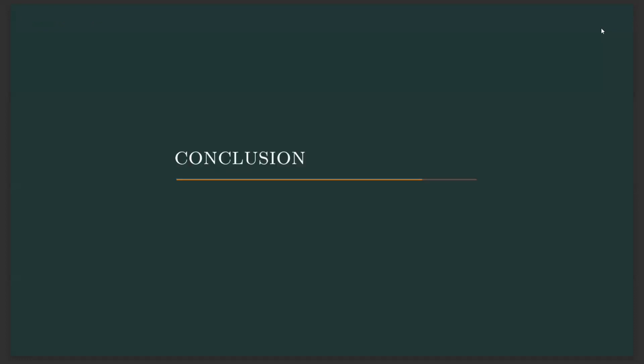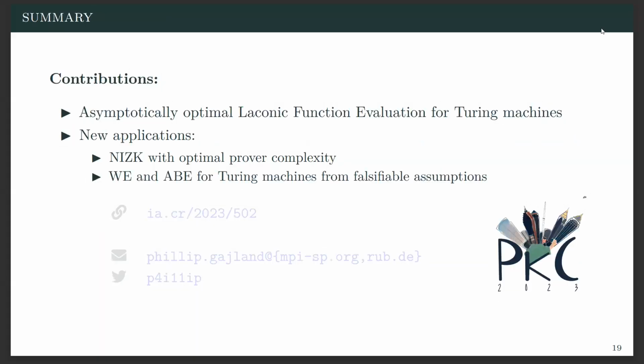So let me conclude my talk with the following slide. What did we show? We showed an asymptotically optimal laconic function evaluation scheme for Turing machines, where the size of the ciphertext and the runtime of the encryption procedure do not depend at all on the size of the function. We get some nice new applications, namely NISICs with optimal prover complexity, witness encryption, and attribute-based encryption for Turing machines from falsifiable assumptions.